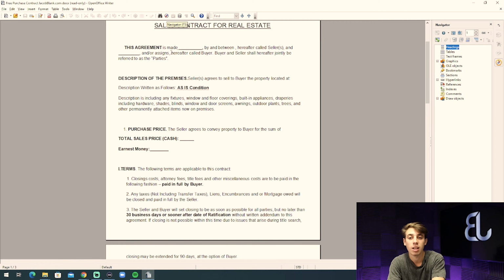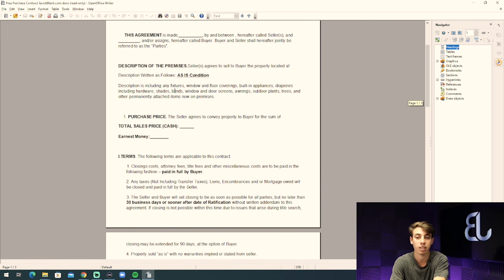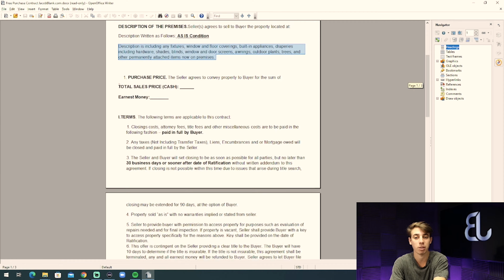Now, let's keep moving. Description of the premises. Seller agrees to sell to buyer the property located at. You're going to put the address right there. Description written as follows. The seller is selling you the property in as-is condition. Now, it's mentioning here that we are going to include stuff in the property like window coverings and stuff like that, stuff that's permanent that they can't remove, right? They can't just take their trees with them. So it's saying what needs to be left with the property right there.